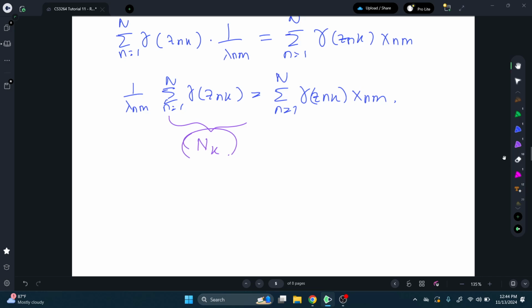Thus, I can actually have this lambda km already. So this should be lambda km. My lambda km now is essentially just transposed away. This will just be nk over this whole summation.